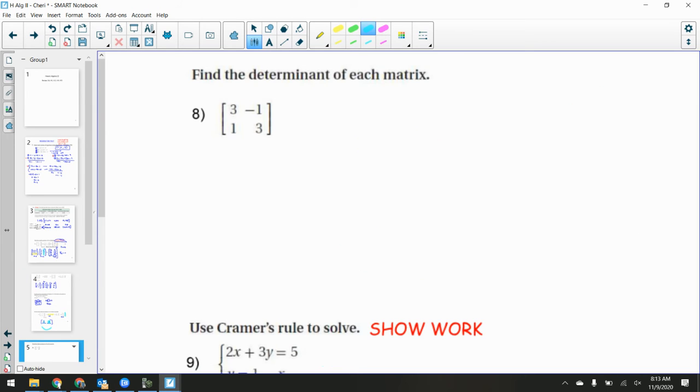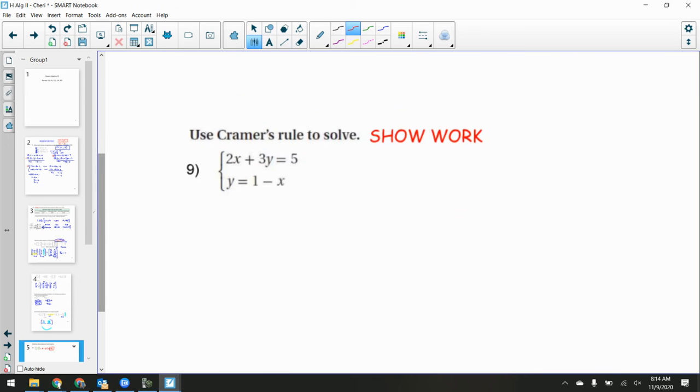Find the determinant. Remember that you have to be able to solve for a determinant without a graphing calculator. Remember, to find the determinant, you find the difference in these diagonal products. So it's equal to 9 minus a negative 1. So my determinant is 10. Questions about that? Now, there will be someone tomorrow that does not use Cramer's rule, and you will be very sad because you will not get credit for that. Okay? So please do Cramer's rule, please.